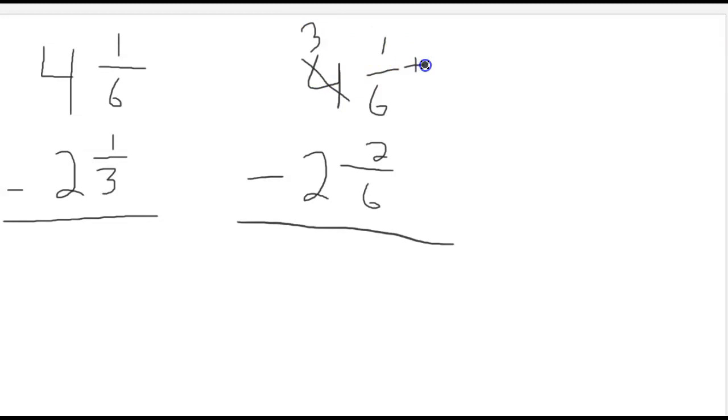And I'm going to add my whole in here. What should I name my whole? Should I name it 3/3 again? No, because now we've got sixths. So I'm actually going to name it 6/6. There's my whole. 1/6 plus 6/6 is 7/6, right? So I end up with actually 7/6, and we can get rid of that 1. We don't need that anymore. 7/6 minus 2/6 is 5/6. 3 minus 2 is 1.